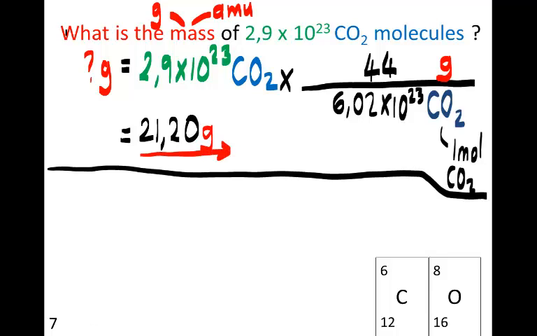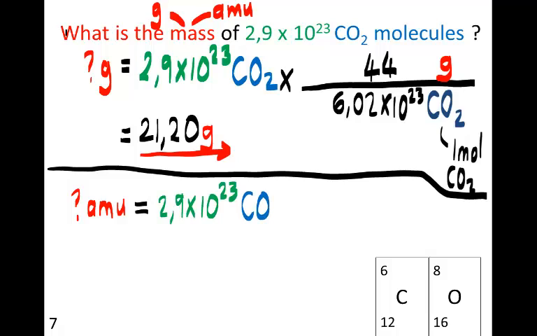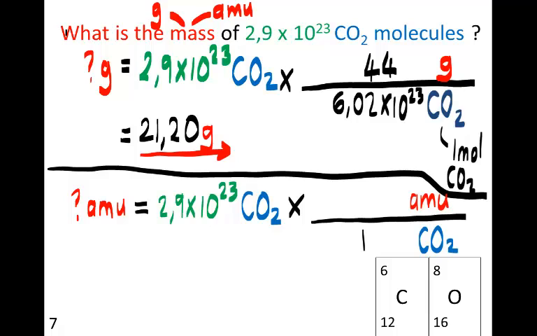And now let's interpret the question as saying, what's the mass in AMU? How many AMU is 2,9 times 10 to the power 23 carbon dioxide molecules? Our unit factor must have carbon dioxide molecules at the bottom and AMU at the top. And we know that the molecular mass of carbon dioxide is 44 AMU for every molecule. So 1 molecule of carbon dioxide, now it's not a mole, now it's a molecule, has a mass of 44 AMU.